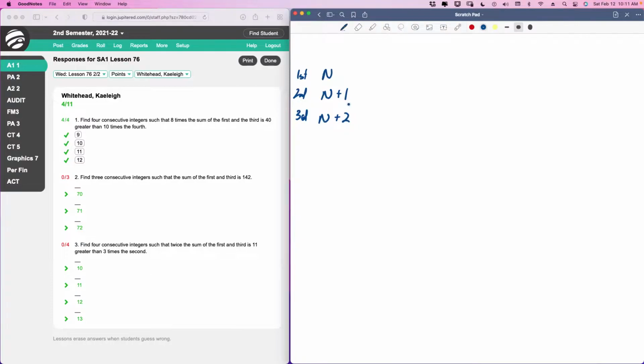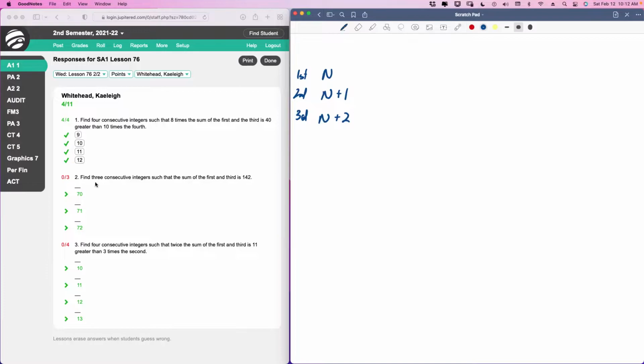They're one right after the other, so we add one each time. We add one to the first one to get the second one, and one to the second one to get the third one, just like on the number line. Now we just have to look at the rest of the word problem. "Such that" is your indicator that what follows is going to be the equation.